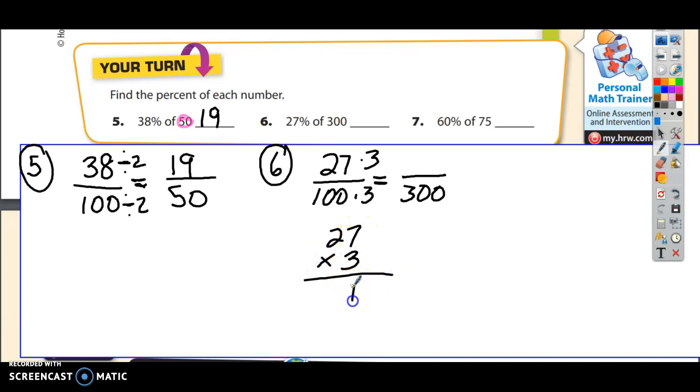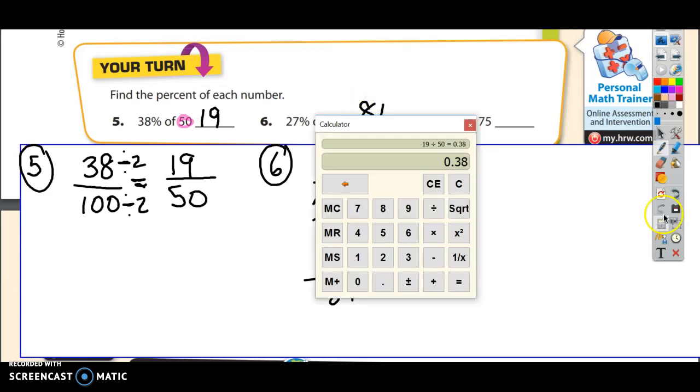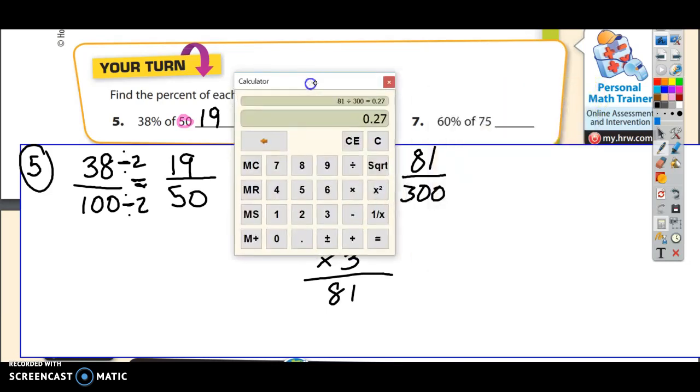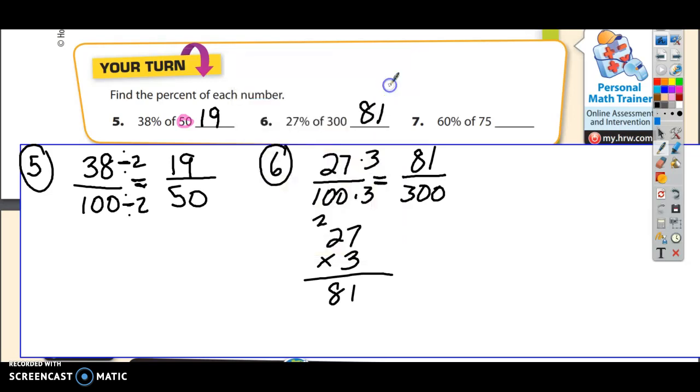3 times 7 is 21. 3 times 2 is 6. Plus 2 is 8. I get 81. It's 81 out of 300. I can check that by doing 81 divided by 300. And it should be 27%. It is. It's 0.27. I guess I didn't point that out on the last one. I should have. 19 divided by 50 is 38%. It's 0.38. That's 38 hundredths, which is 38%. I didn't do a good job of pointing that out before.